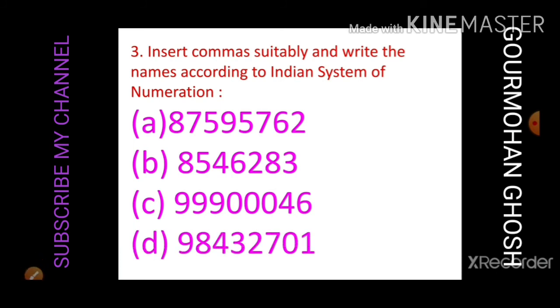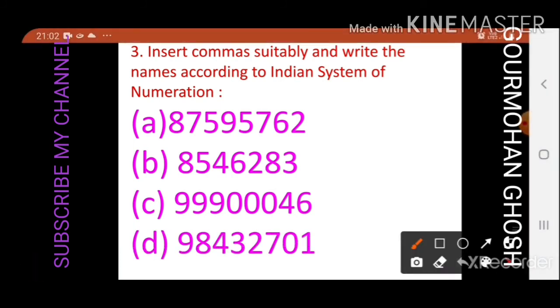So this is also very simple. So use the comma like that. So here, then here, then here. Then what will be the number? The 9 crore 84 lakh 32,701. This number is. Okay, next one you see.